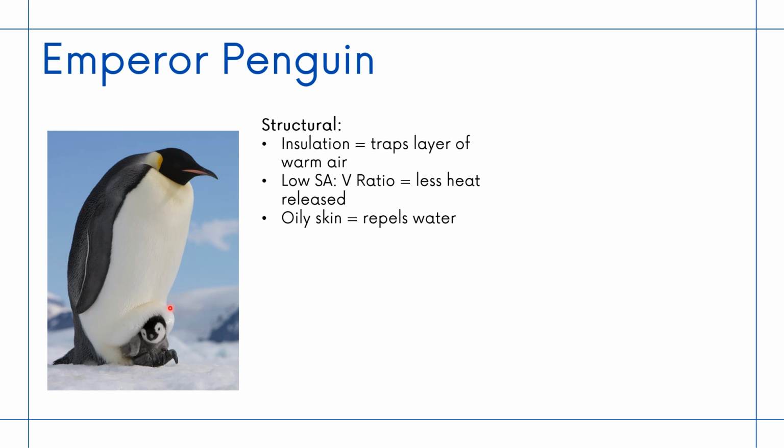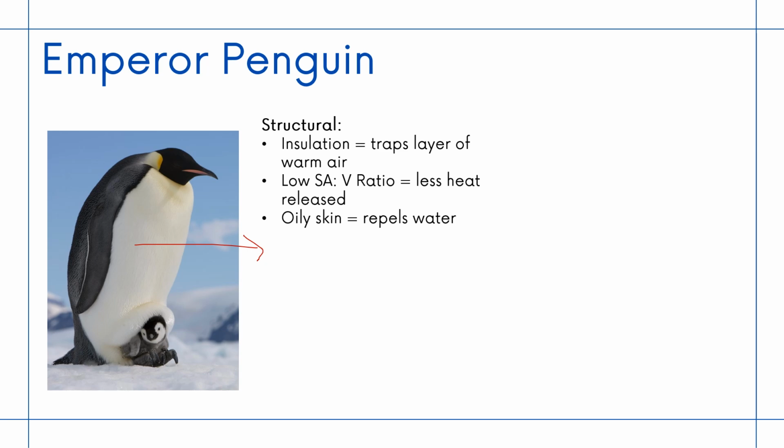or there is a very large layer of fat that is able to trap the heat in its body. It has a low surface area to volume ratio, right? It is very round, obviously has a lot of fat, and therefore, because there is a lot of volume compared to the surface area, it takes a lot longer for heat to be released from inside the penguin out. Right? So this is beneficial. The penguin needs to retain that heat. It also has oily skin, which helps repel water.